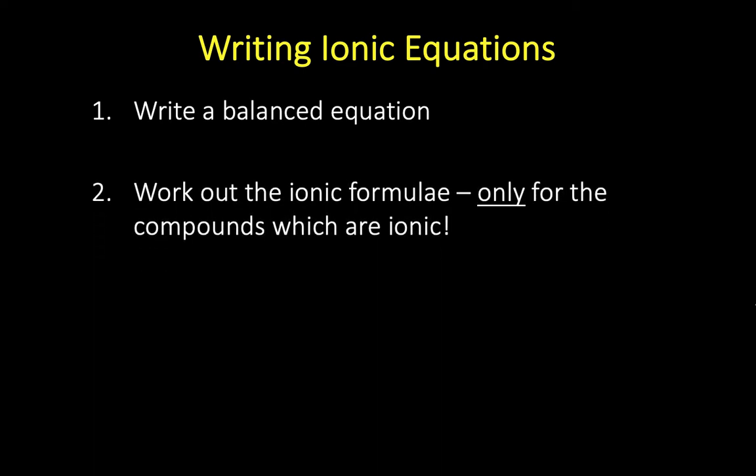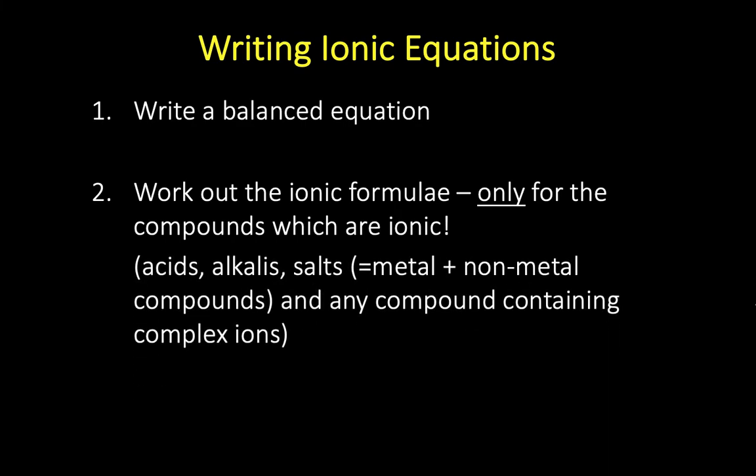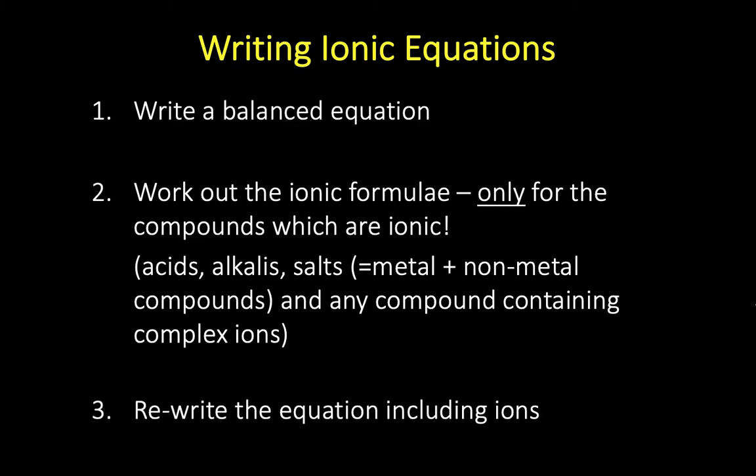After that, I worked out the ionic formula only for the compounds which are ionic. Now our ionic compounds are acids, alkalis, salts, which would be metal and non-metal compounds, and any compound which contains a complex ion. Those complex ions are things like your nitrate, nitrite, sulfate, hydroxide, those type of ions. You would then rewrite the equation using the ions, so including the ions instead of just the chemical formula.